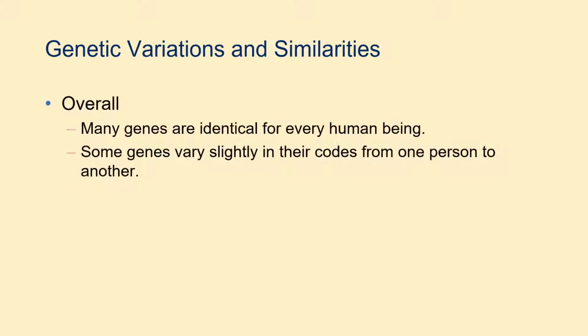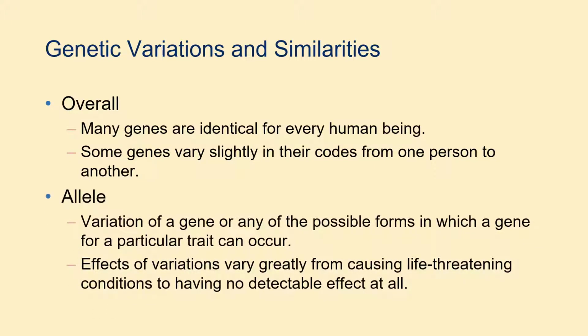It's important to remember that overall, many genes are identical for every human being. Some genes, though, vary slightly in their codes from one person to another. An allele is a variation of a gene or any of the possible forms in which a gene for a particular trait can occur. The effects of variations vary greatly from causing life-threatening conditions to having no detectable effect at all. An individual inherits two alleles for each gene, one from each parent.